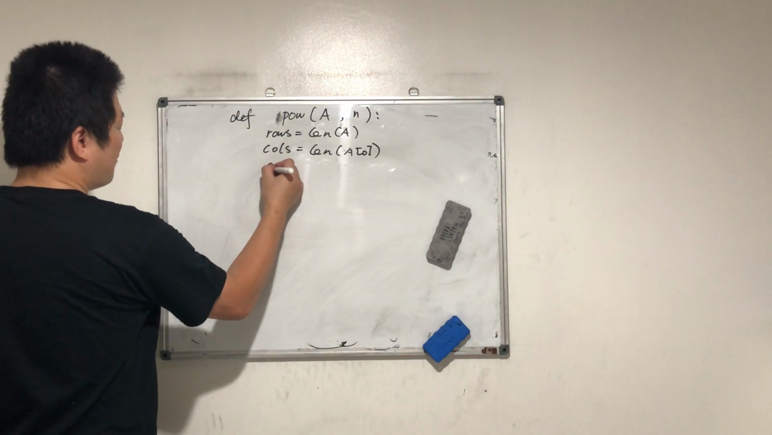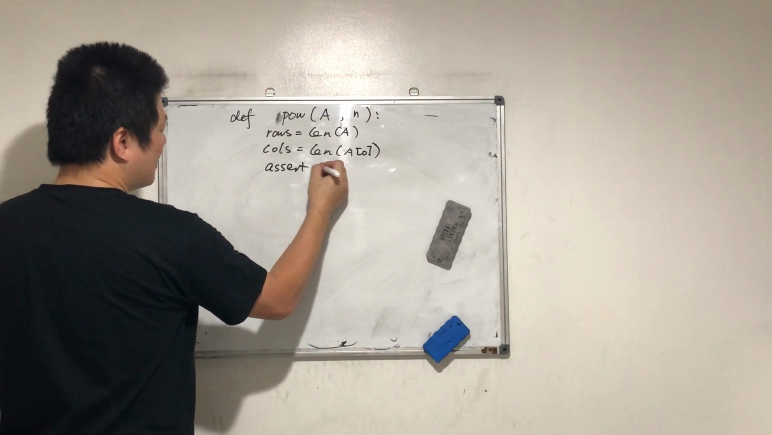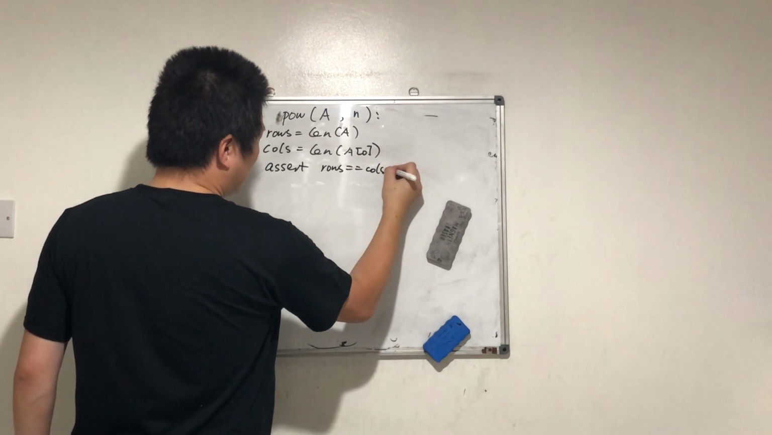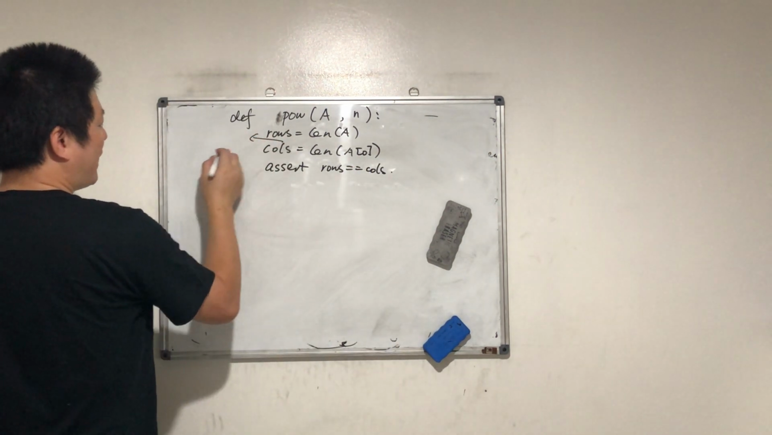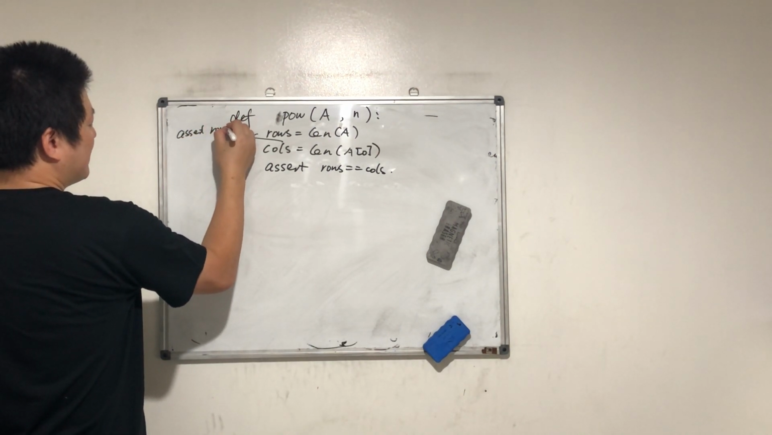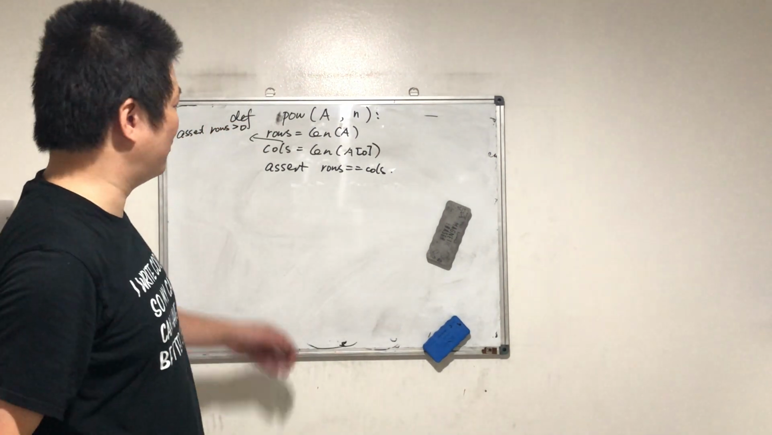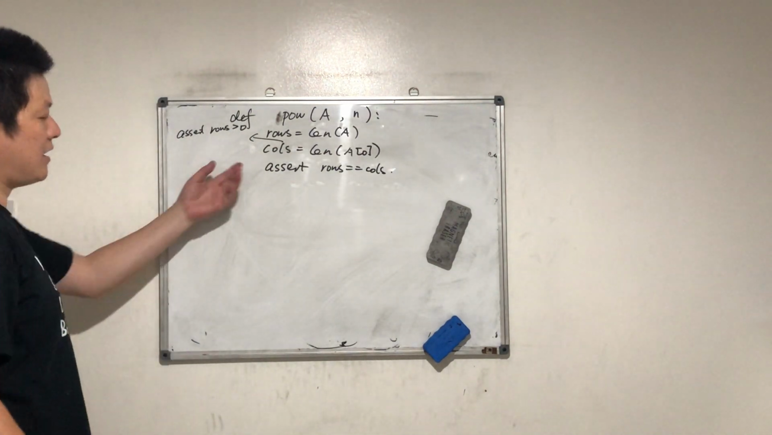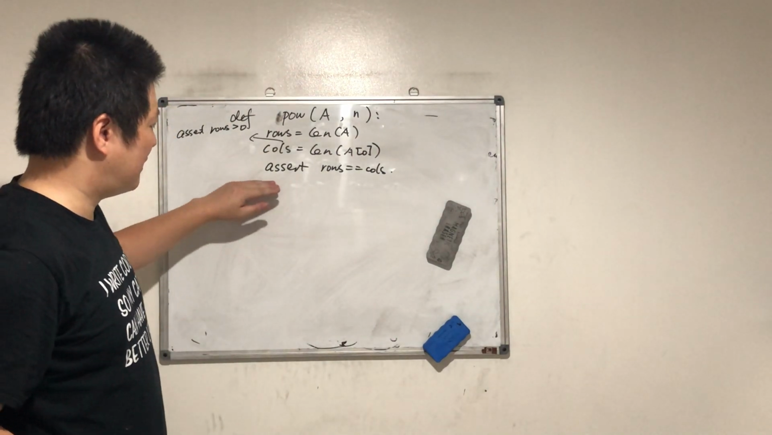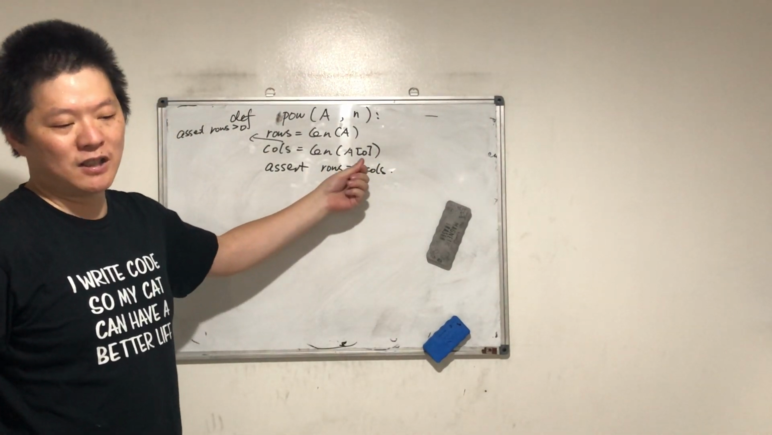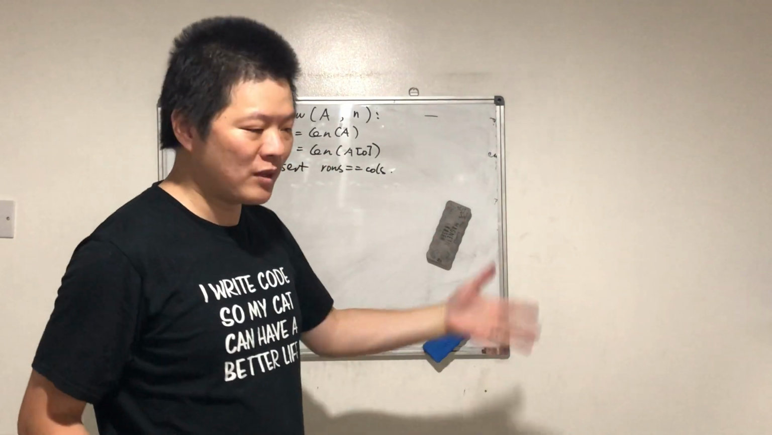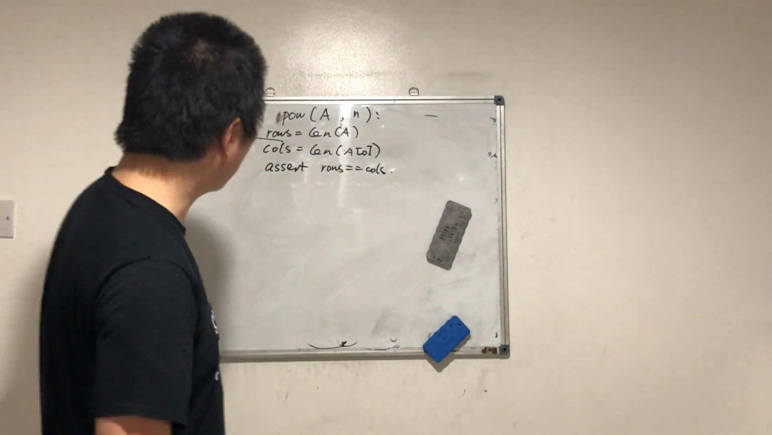So we need to assert. What's assert mean in English? Assert rows equal columns, right? And if we want to make sure, we can assert rows bigger than 0 as well. If it's the empty matrix, we don't continue, right? Assert means to make sure, to double check. If the computer finds out the rows and columns are not the same, then the computer will throw an error and refuse to continue.